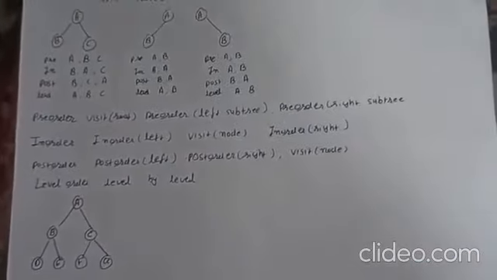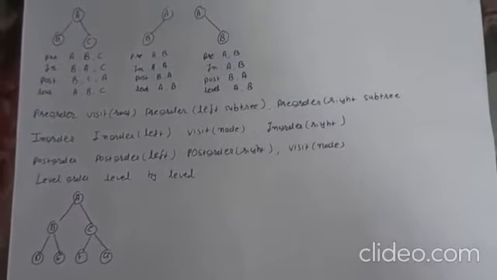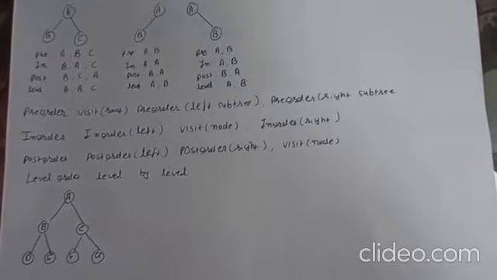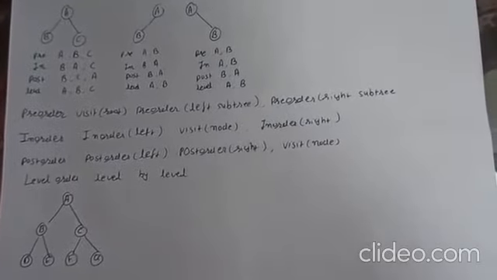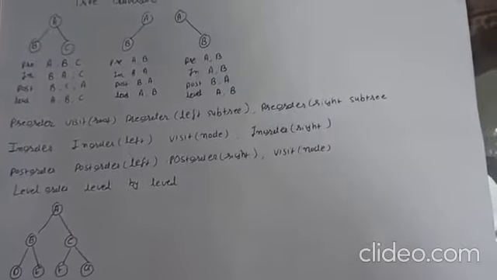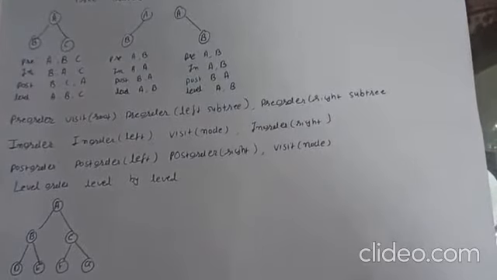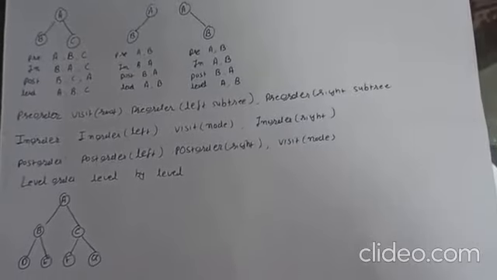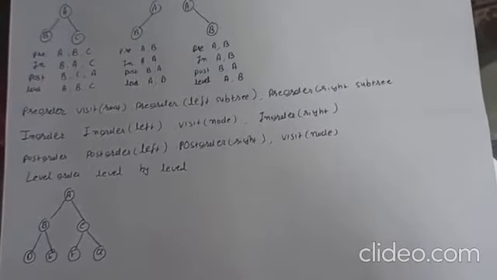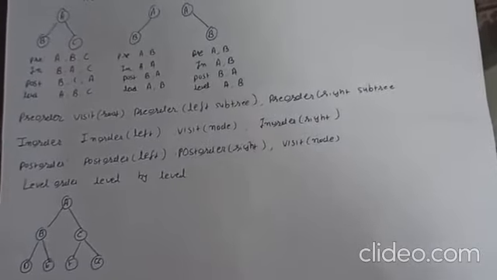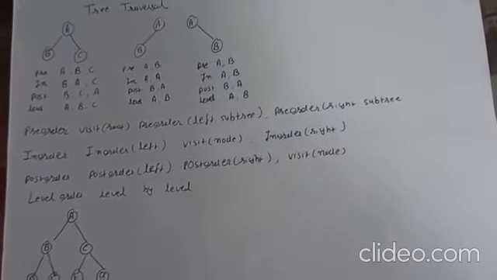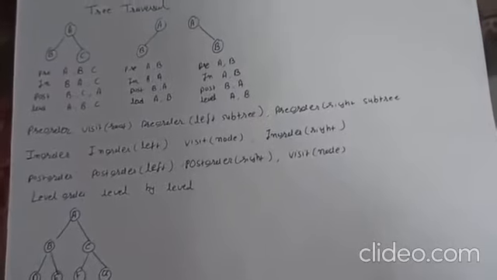Let us discuss today tree traversal. Tree traversal is nothing but how you can visit the nodes of a tree. In earlier linear data structures, we could visit the first node, and then go from the first node to the last node, or we could start visiting from the last node to the first node. But how can we visit the nodes of a tree data structure?